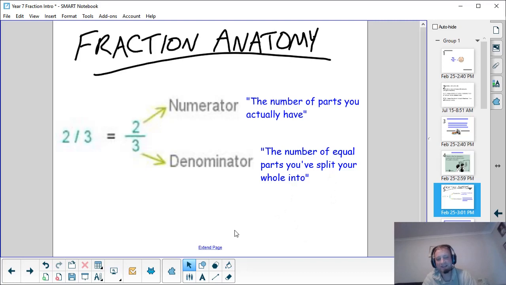So if I cut something into 3 pieces, I put a 3 on the bottom because I'm working with thirds. The numerator is what you'll be working with when you're adding and subtracting usually. That's just the number of parts you actually have. So if I ate 2/3 of a cake, it means I took a cake and I cut it into 3 pieces and I ate 2 of them. So there's a denominator of 3 because there were 3 pieces, and a numerator of 2 because I ate 2 of them.